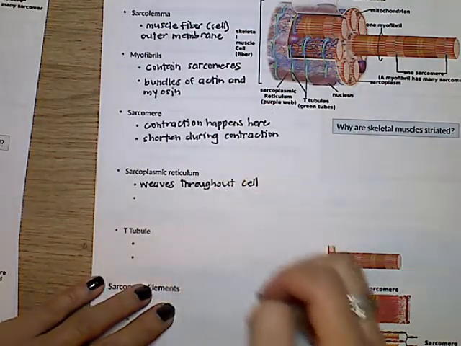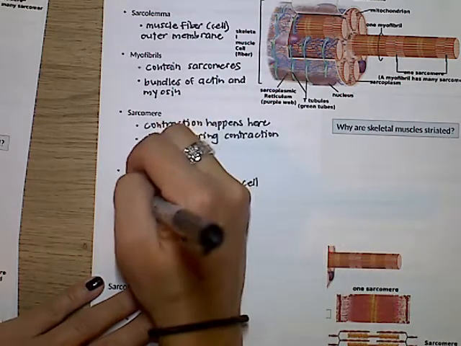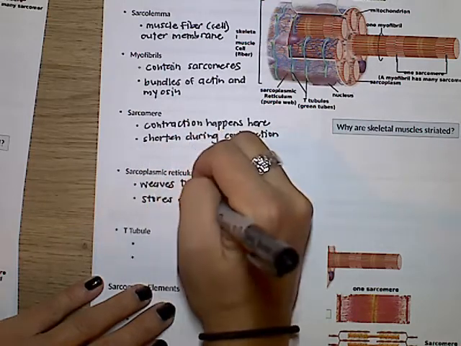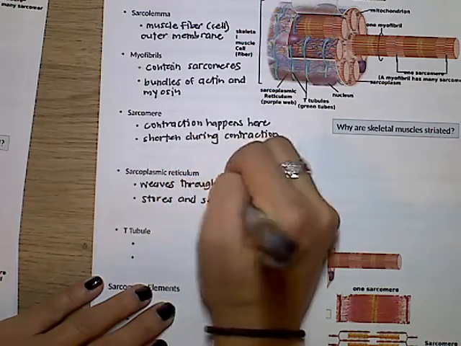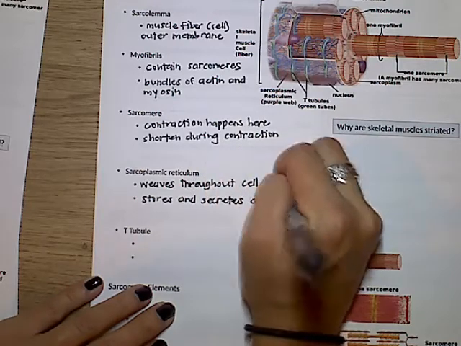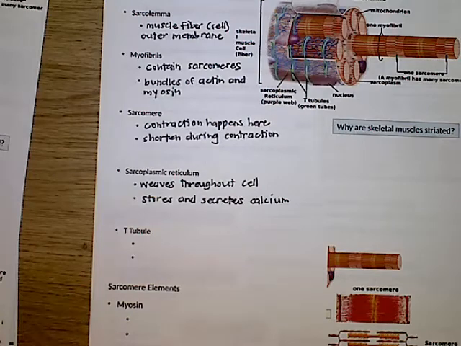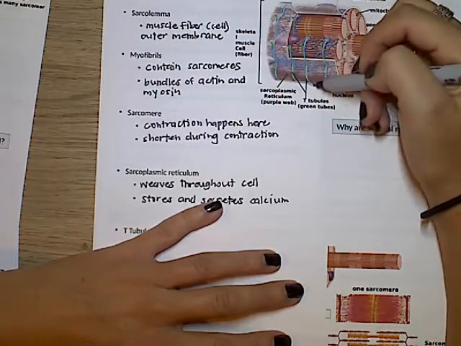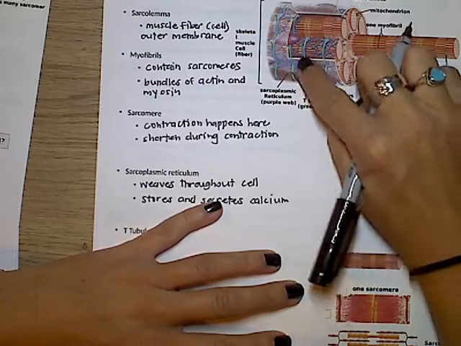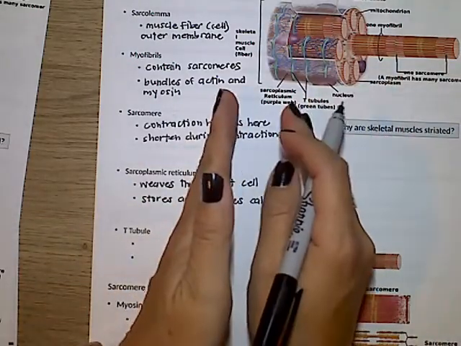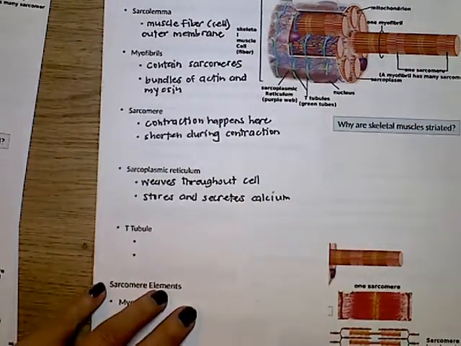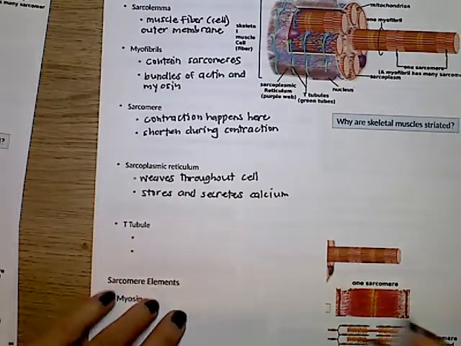And this is what stores and secretes calcium. And you'll see why this is important in just a minute. The T-tubules in this picture are green, and what they are is an invagination of the sarcolemma. So kind of the cell membrane making a little tunnel into the cell. And this is how the electrical signal gets into the cell.